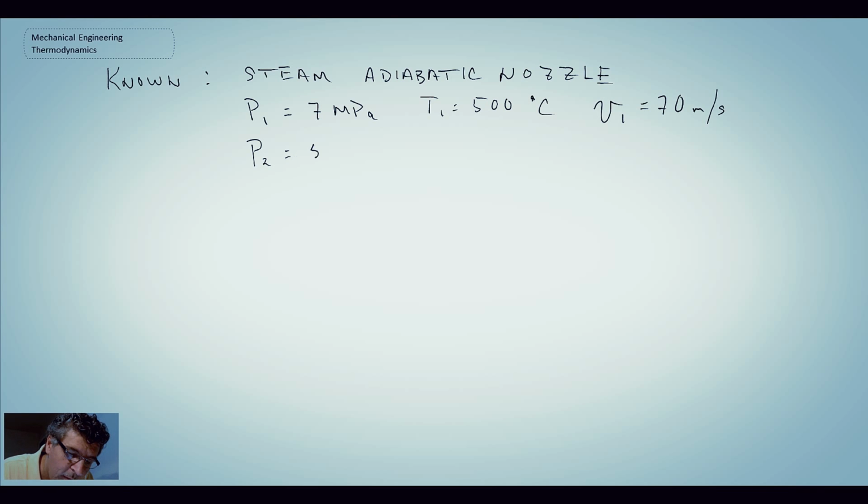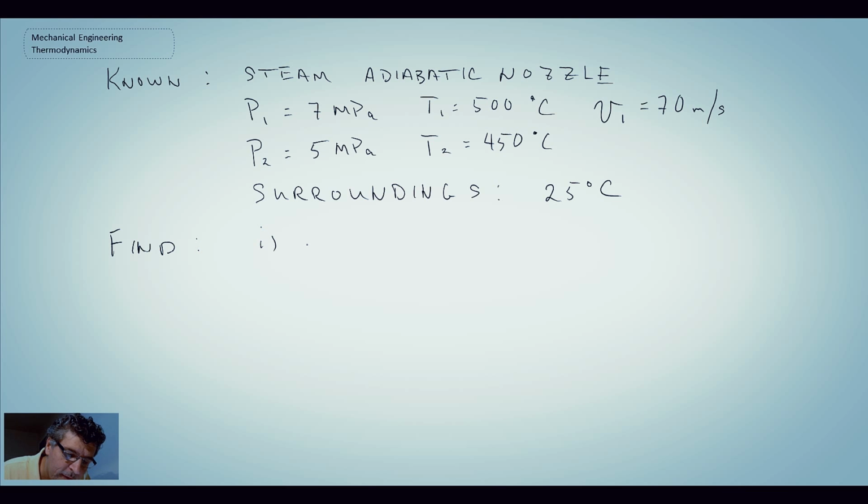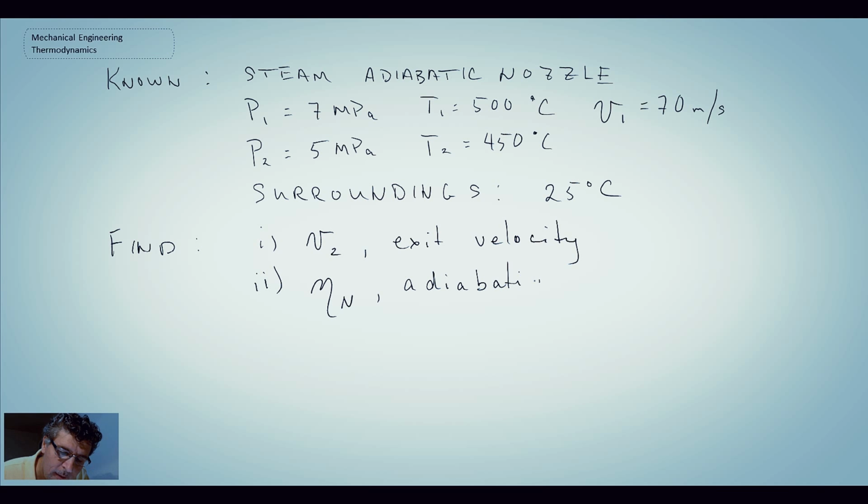At state 2, we have 5 megapascals. Temperature 2 is 450 degrees C. We are not given the velocity. We're told to find that. Another piece of information we're given is that the surroundings are at 25 degrees Celsius. And we're told to find the following. The first thing is the velocity 2, or the exit velocity. The second thing is the adiabatic efficiency of our nozzle. And the third thing we're after is exergy destroyed.